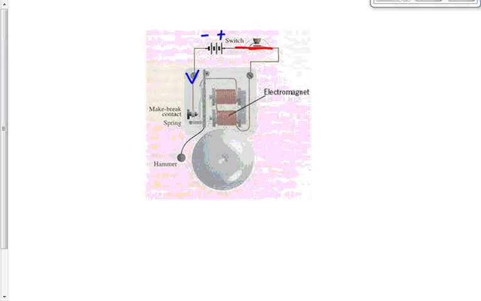That electric current will go through this thing that we call the make-break contact. It flows through here. I'll trace it out for you because it's kind of hard to see on this diagram. It goes through here, through here, around here, and back to here. So we've got a complete circuit that looks like that.